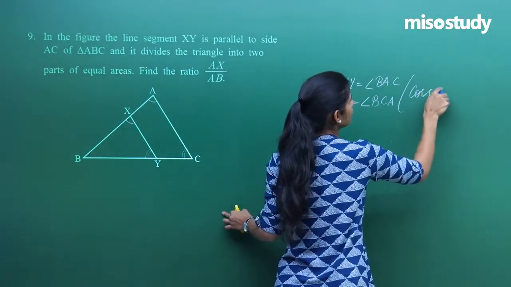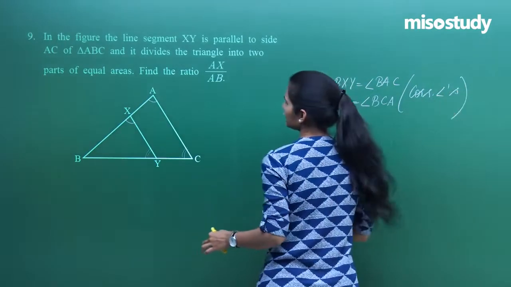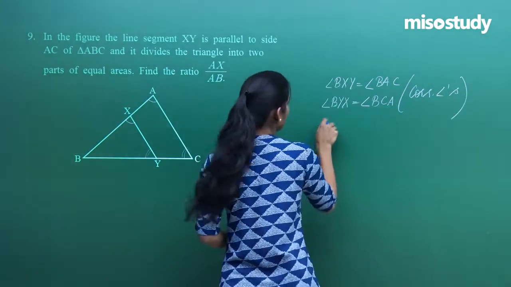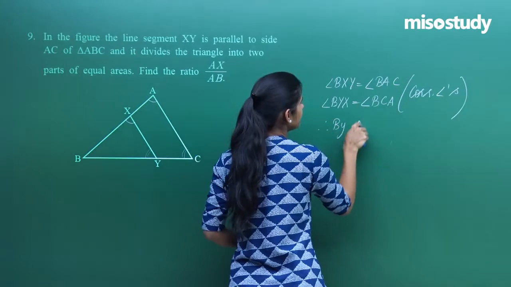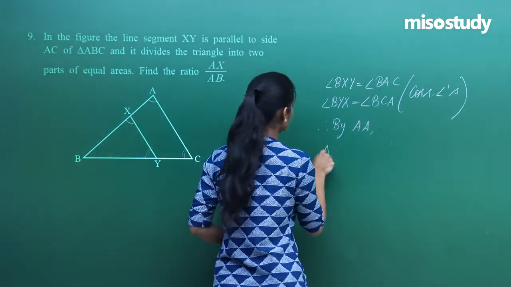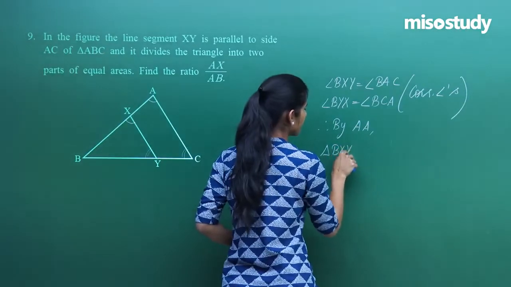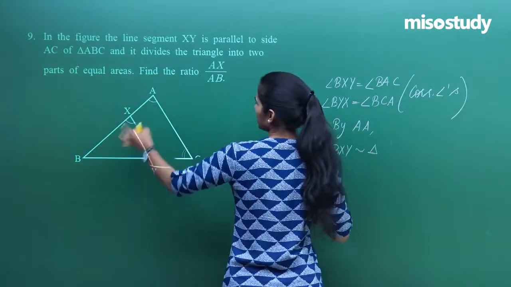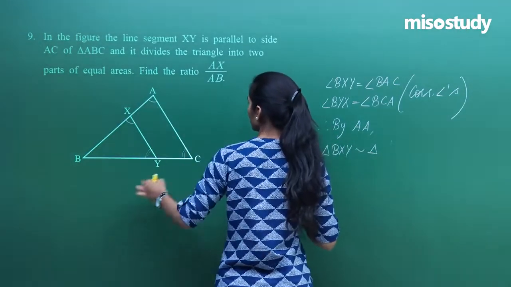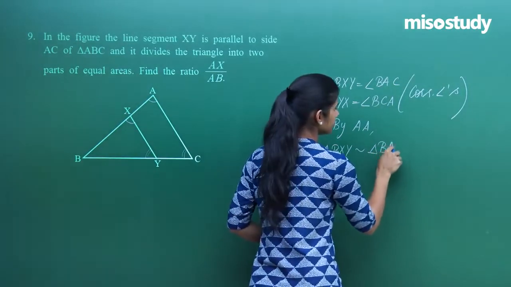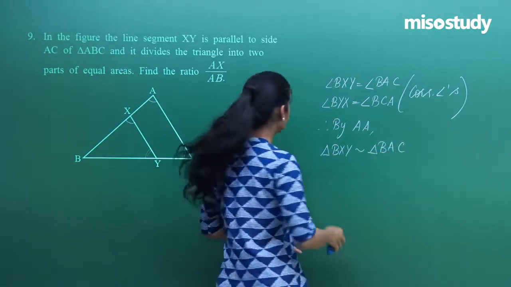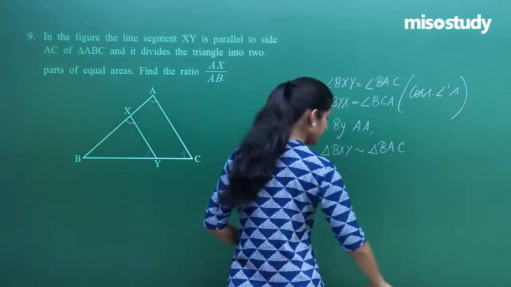Because they are corresponding angles, as XY is given to be parallel to AC. Therefore, by AA similarity criteria, triangle BXY is similar to triangle BAC. The smaller one is similar to the bigger one. Okay? And so what is going to happen?